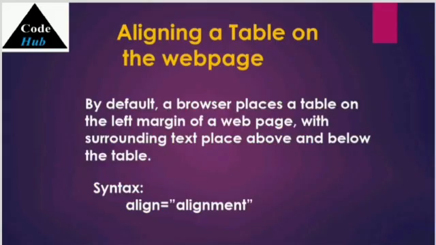Moving on. Aligning a table on a web page. By default, a browser places a table on the left margin of a web page with surrounding text placed above and below the table. To align a table with surrounding text, use the align attribute as follows: align equals alignment. Alignment can be left, right or center. Left or right alignment places the table on the margin of the web page and wraps the text around to the sides. Center alignment places the table in the horizontal center of a page but does not allow text to wrap around it.